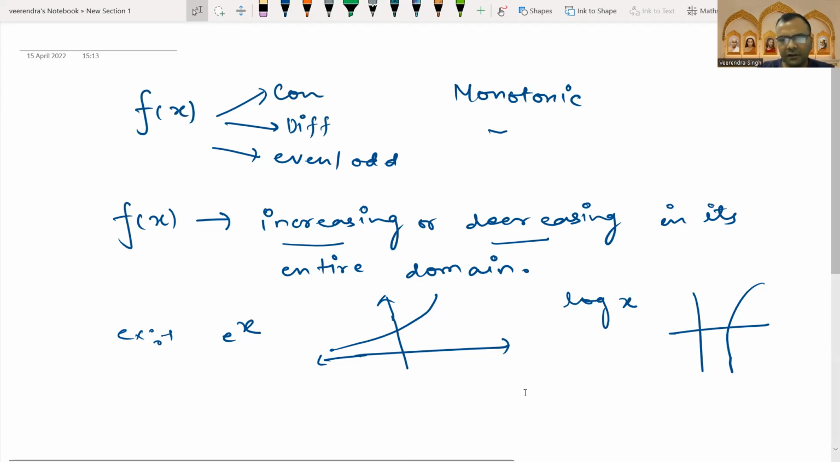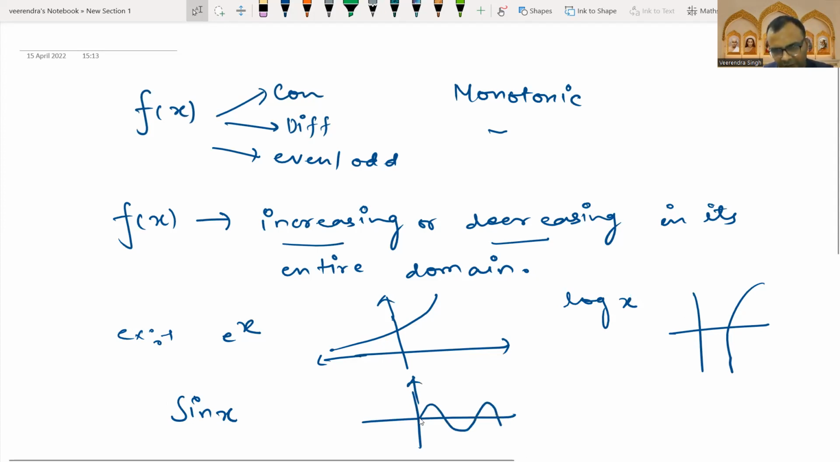Now, if we take another function, sin x, and draw the graph of sin x, it goes like this. So here we can see that the graph of the function sin x is increasing, then decreasing, increasing, decreasing. So I cannot say that the function is monotonic. It's non-monotonic.